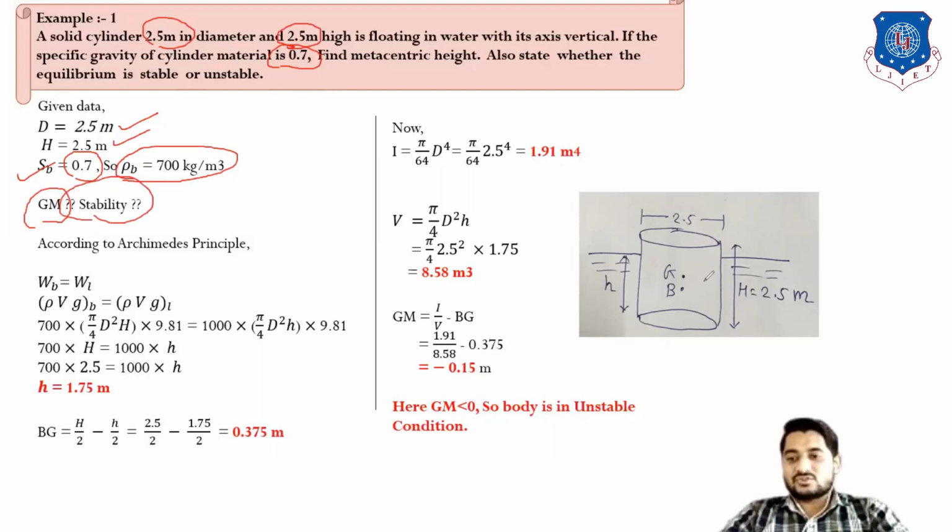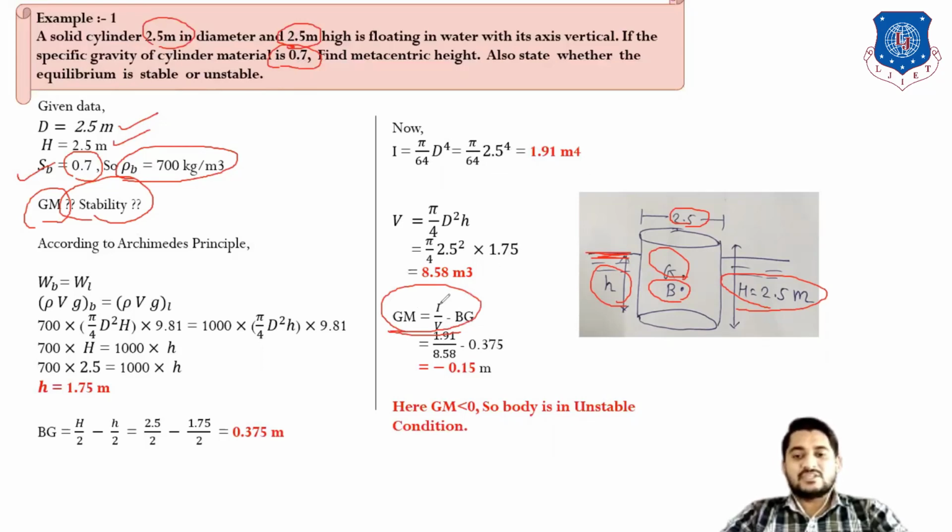So first of all, let us draw a sketch here. We have one cylinder here. If we draw the cylinder from the side view, we can only see a rectangle. As shown, the diameter is 2.5, and capital H means the height of the total cylinder. Here CG is here, small b, and small h means the depth of water immersion, right? So according to Archimedes principle, first of all, we have to find the GM value.